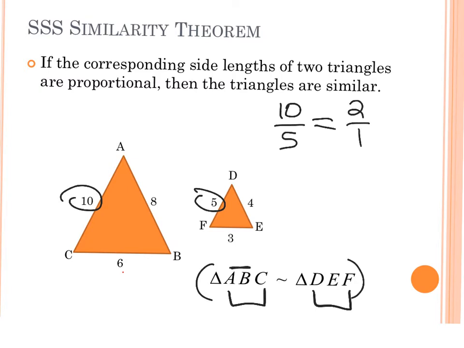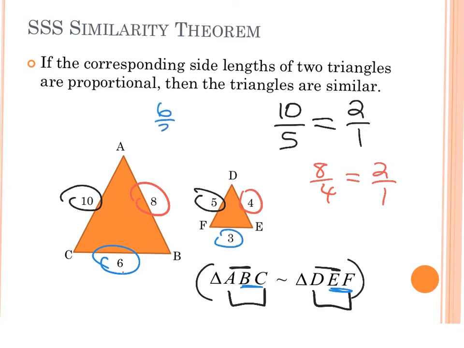Then AB, first 2, match with first 2 here. So I'm going to do 8 over 4. And it also simplifies 2 to 1. And then lastly, BC to EF, 6 to 3. And that would be 2 to 1. So this is how you would show if 2 triangles are similar when you know the information about all the sides of both triangles. You're going to confirm that all 3 sides simplify to the same ratio. If they do, then the triangles are similar.